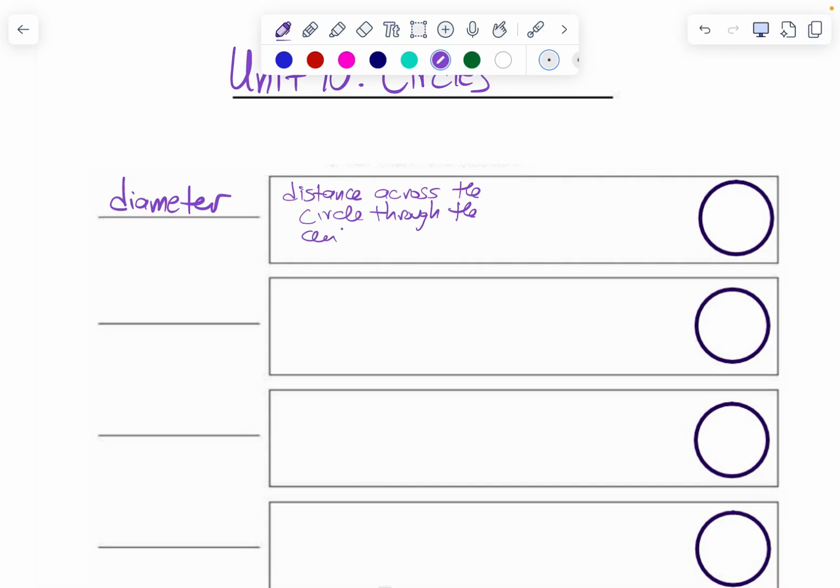The line through the center part is what separates this from any other chord. So this is why, if you took the notes from me, all these circles are here. We're going to draw a bunch of these on there.